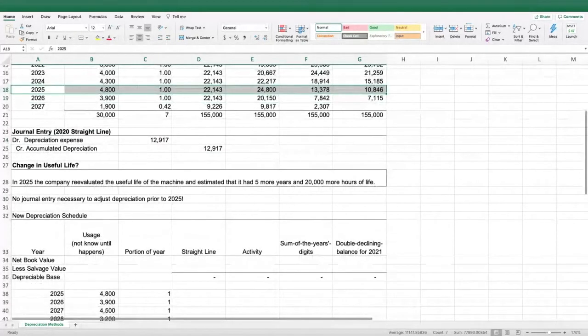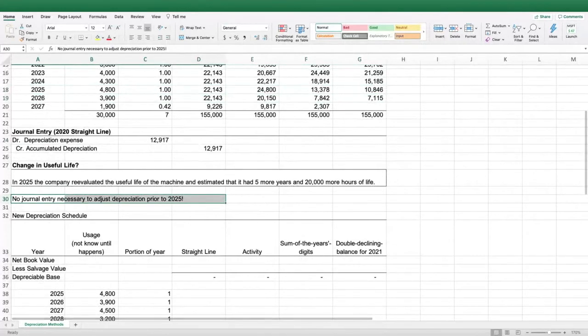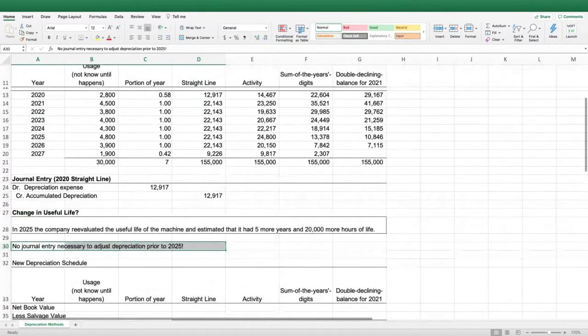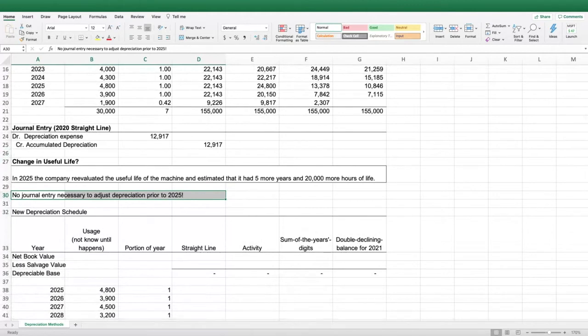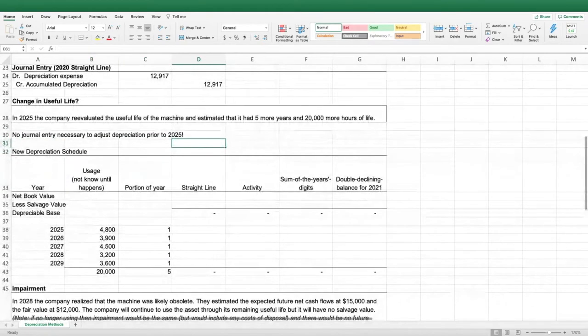What do we do? First of all, there is no journal entry to the prior period. So we do not change the amount of depreciation expense we recognized in any of these prior periods, 2020 through 2024. We do not change the accumulated depreciation amount for any of those, or opening accumulated depreciation amount for that. So there is no journal entry when we make the change. However, going forward, we do need to change the amount of our depreciation because we now think the asset is going to be able to generate revenues longer than what we initially thought. So we will extend the useful life of this asset.